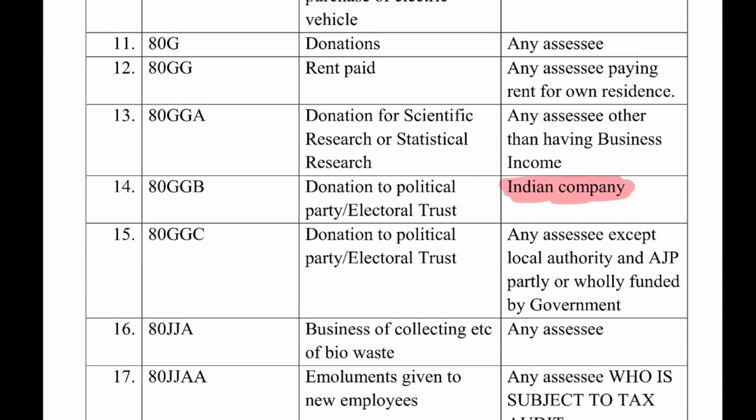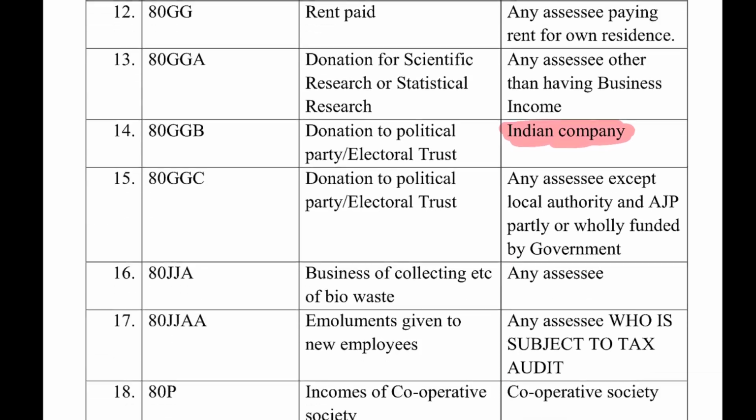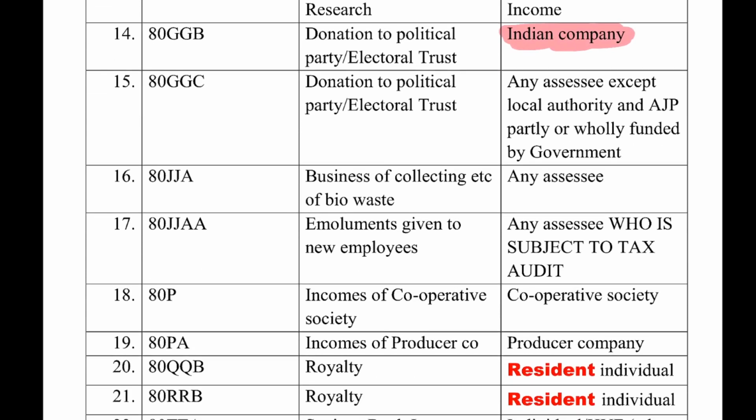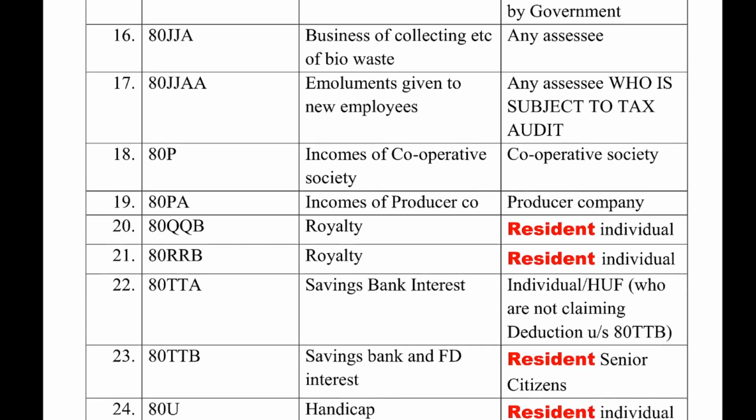Then again friends, in 80GGB, if donation is made to a political party, the donation is allowed in 80GGB only to an Indian company. In 80GGC, it is allowed to others, but as far as 80GGB is concerned, it is allowed only to an Indian company. Certain deductions are not in the portion for CA Inter level, but I have made this video in general for everyone.